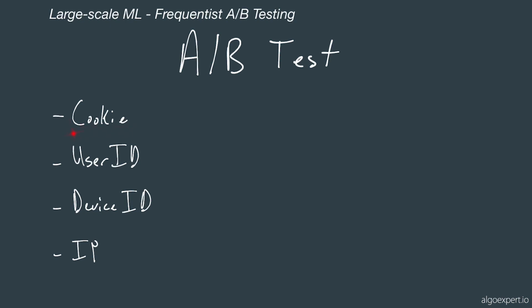In terms of cookies, these will only change if a user resets their browser cookies. The user ID will likely never change. Now, the device ID doesn't change, but this doesn't mean that the same user couldn't log in to another device and receive a different experience, which could cause some confusion. And finally, the IP address is typically less reliable.